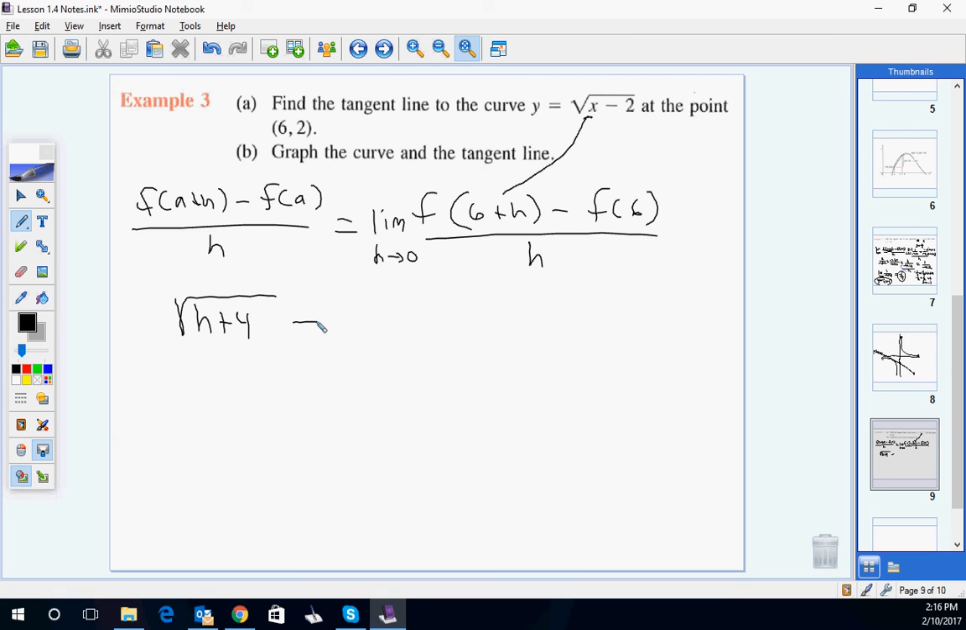Okay. Now we're going to do f of 6. That's a nice easy number for us, thankfully. 6 minus 2 is 4. Square root of 4 is 2. So that's what we have.